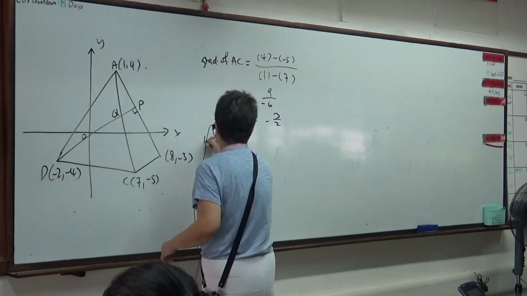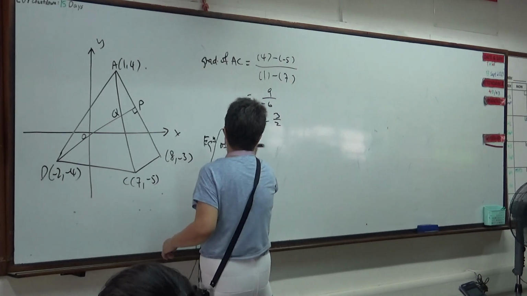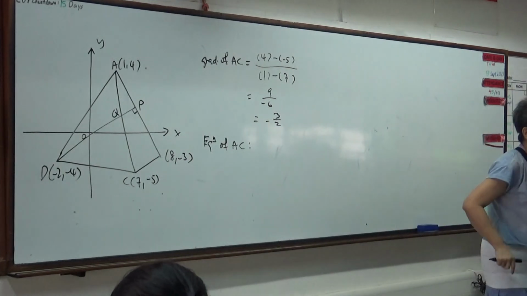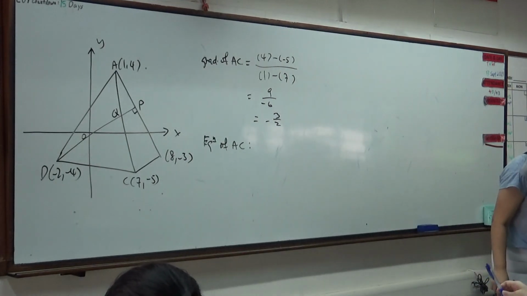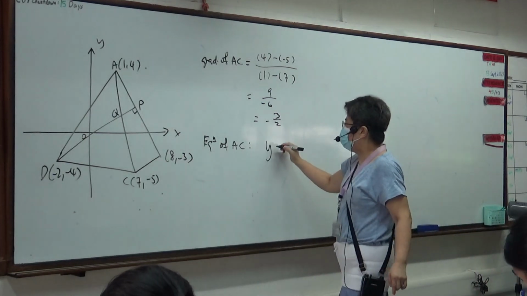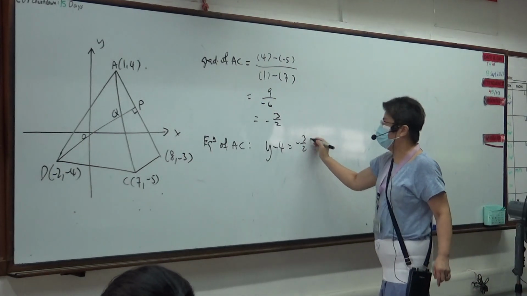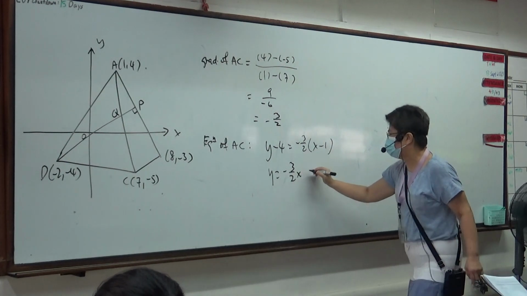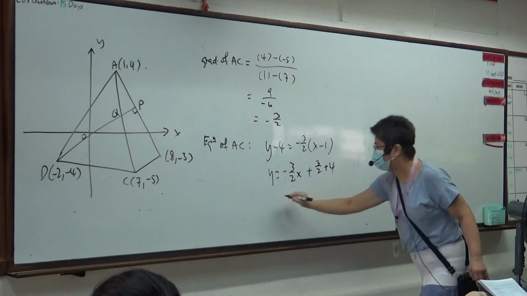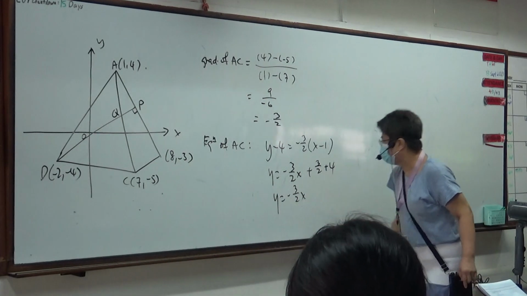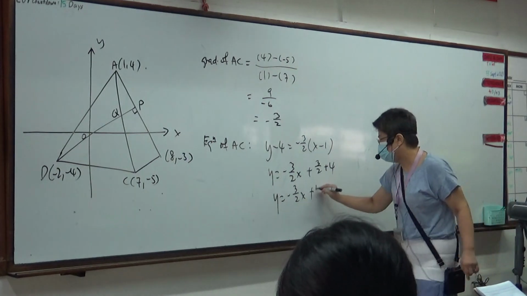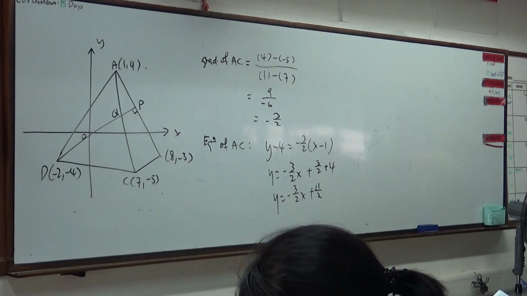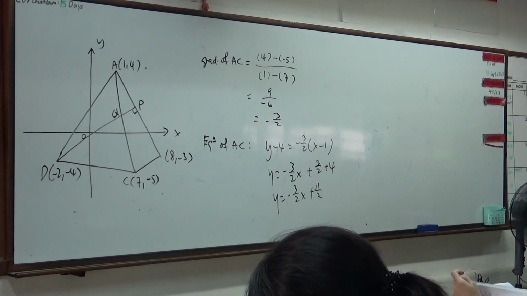Okay? So, the equation of AC, I always write this, so that in the exam you don't have to find the equation again and waste your time. Understand? So I will have y minus 4 equals negative 3 over 2, x minus 1. Negative 3 over 2 x plus 3 over 2 plus 4, that's 5.5, so 11 over 2. Is this correct? Okay, so this is the equation of AC.